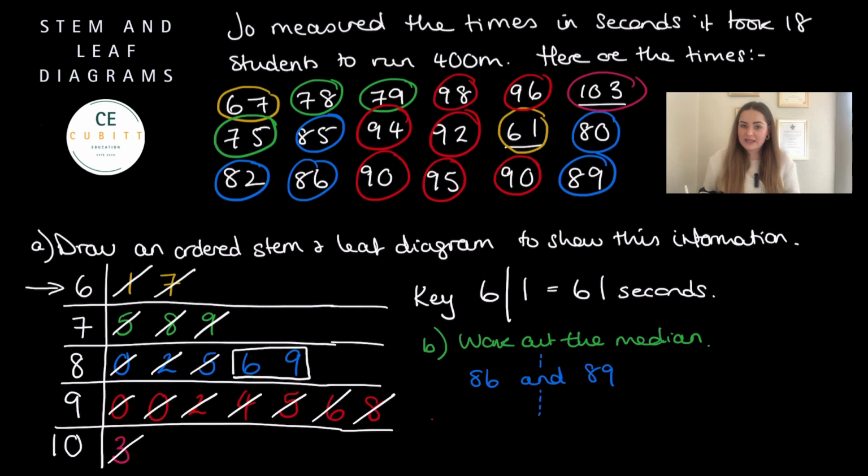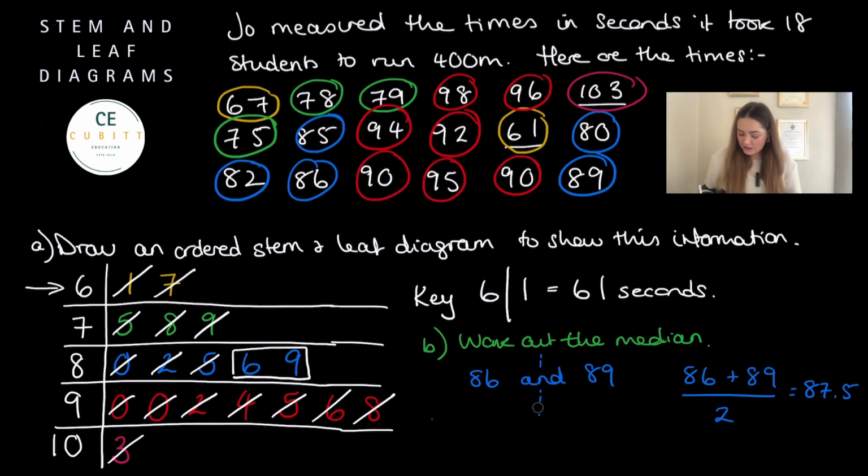So you could work this out in two ways. You could do 86 plus 89 and divide it by 2. Okay, so you just add 86 and 89 together, press equals, and then divide by 2, and your answer would be 87.5.